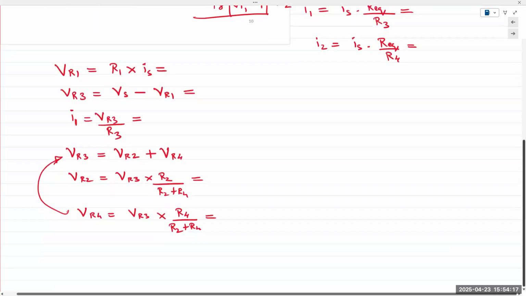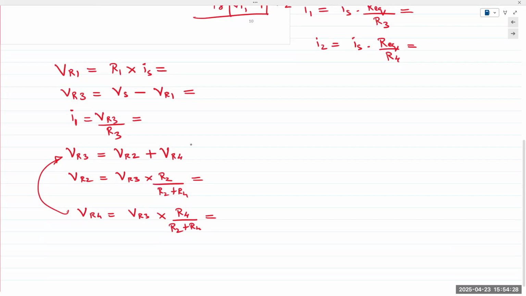Okay, again, two different ways to find VR4. Apply voltage division again, or you apply KVL, because you know VR3 and you obtain VR2, you can find VR4. That would be KVL. And from there, of course, you can find the current I2. I2 is simply VR3 divided by R2 plus R4. And so you can compare that to the current division answer.